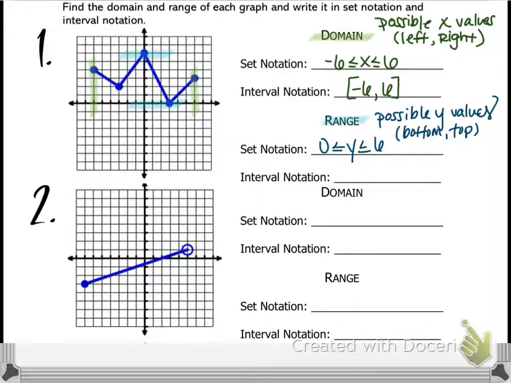And now I'm ready to write my interval notation. This should be same old bracket, 0, 6, and then a bracket. And we're just doing this over and over again for the next couple of pages.